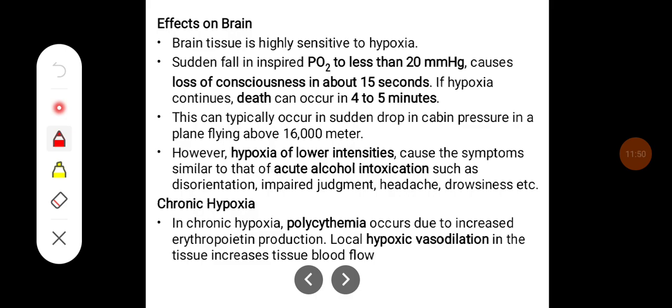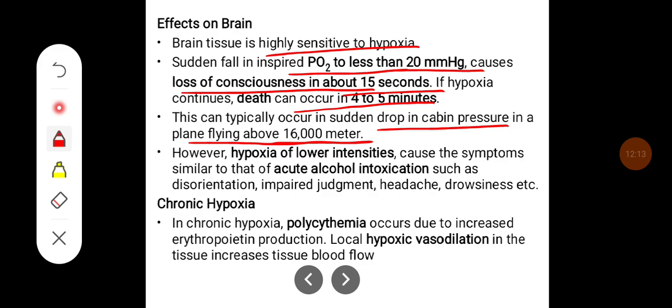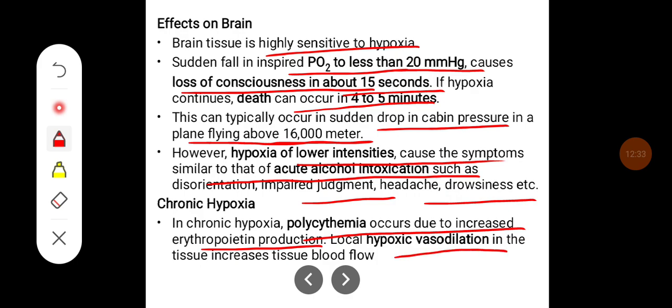Its effect on the brain. Brain tissue is highly sensitive to hypoxia. Sudden fall in the inspired PO2 to less than 20 mmHg causes loss of consciousness in about 15 seconds. If hypoxia continues, death can occur within 4 to 5 minutes. This can typically occur in a sudden drop in cabin pressure in a plane flying over 1600 meters. However, hypoxia of lower intensities causes symptoms similar to those of acute alcohol intoxication, such as disorientation, impaired judgment, headache, drowsiness. In chronic hypoxia, polycythemia occurs due to increased erythropoietin production. Local hypoxic vasodilatation in the tissue increases tissue blood flow.